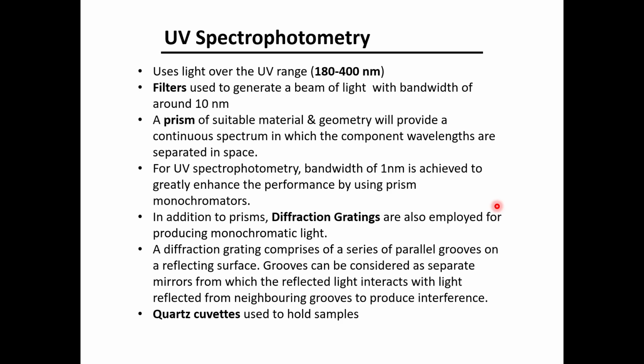In addition to the prism, diffraction gratings are also applied for producing monochromatic light. A diffraction grating comprises a series of ruled grooves on a reflecting surface. Grooves can be considered as separate mirrors from which the reflected light interacts with light reflected from the neighboring grooves to produce interference. For UV spectrophotometry, quartz cuvettes are used.